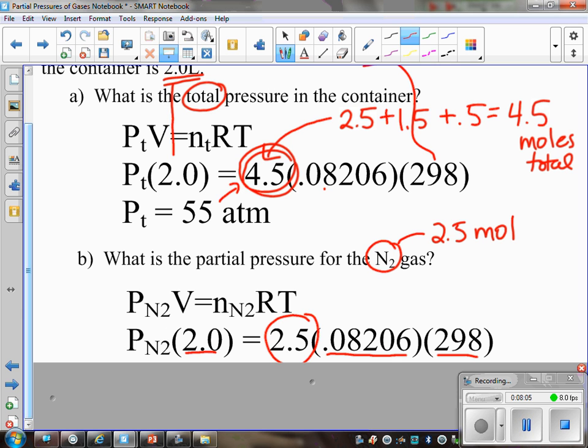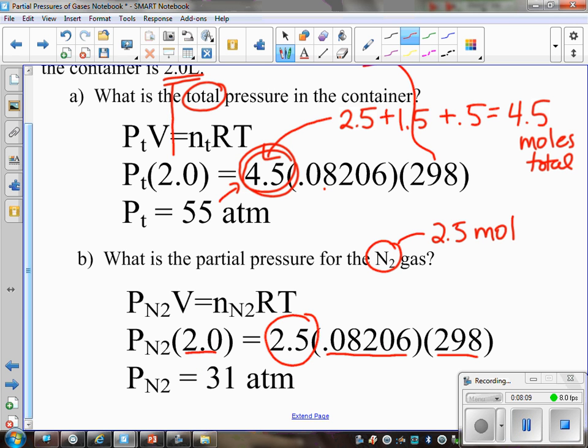That one was total moles. Now we're looking only at the moles of N2. So if you calculate that, you end up with 31 atm coming from the N2. That's the pressure of the N2.